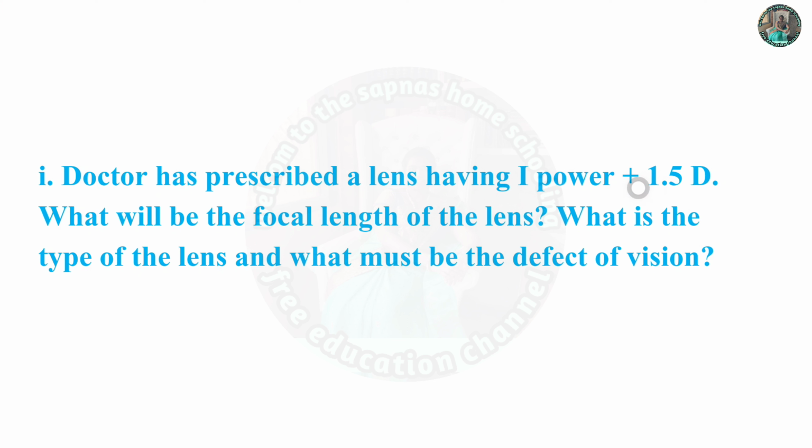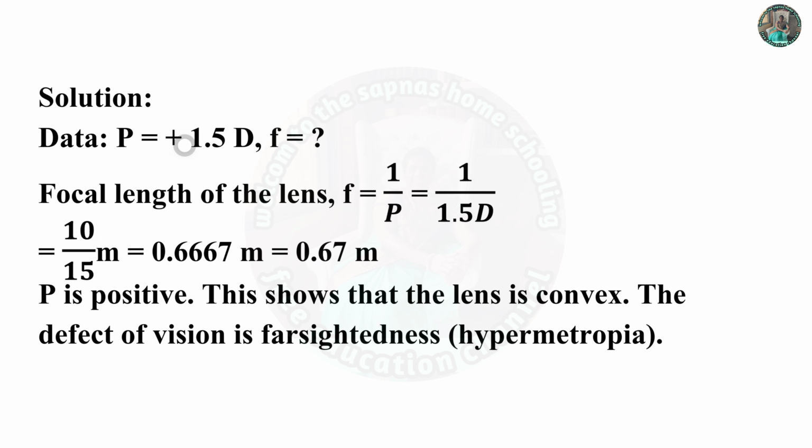हे लक्षात ठेवा की जर प्लस 1.5 असेल किंवा प्लस काही संख्या असेल तर हा कॉन्वेक्स लेन्स आहे. जर मायनस असेल तर कॉन्केव लेन्स आहे. Solution. Data: P is equal to plus 1.5D and F is equal to what? So focal length of the lens F is equal to 1 upon P, is equal to 1 upon 1.5D, so 10 upon 15 meter is equal to 0.6667 meter, is equal to 0.67 meter. P is positive. This shows that the lens is convex. The defect of vision is farsightedness, means hypermetropia.